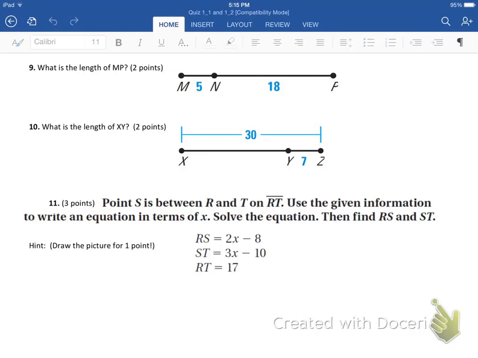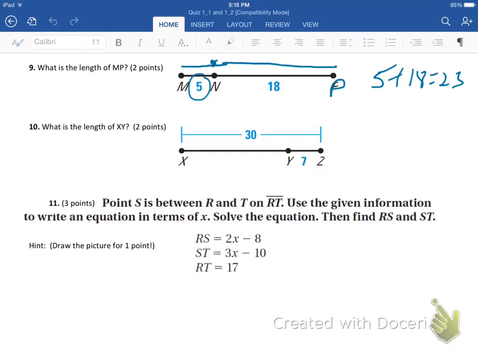Okay, so the first question is, what is the length of M to P, from point M to point P? Well, that was fairly easy. From point M to point P, we get to N right here, which is 5, and then we keep going another 18, and there's point P there, and so we do 5 plus 18 equals 23. Pretty simple.